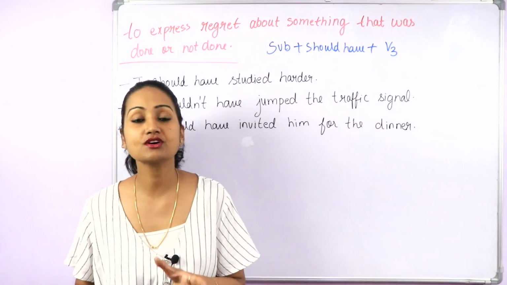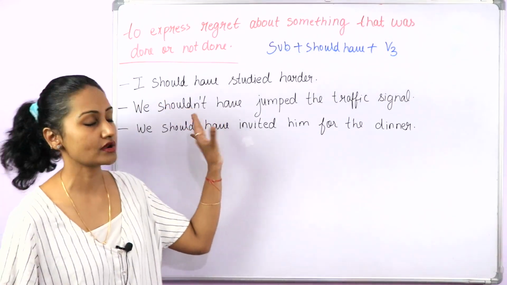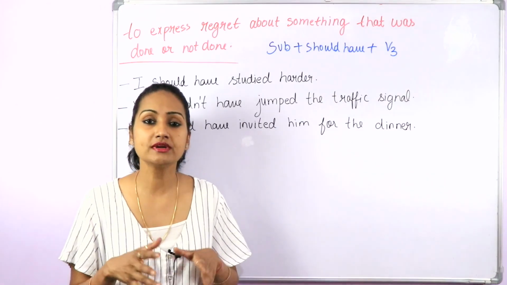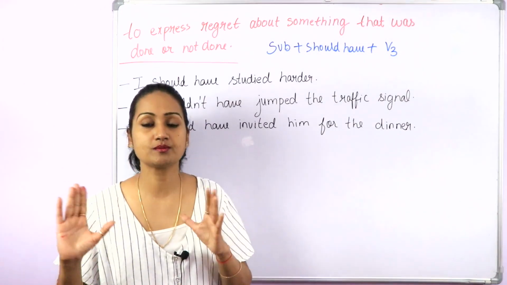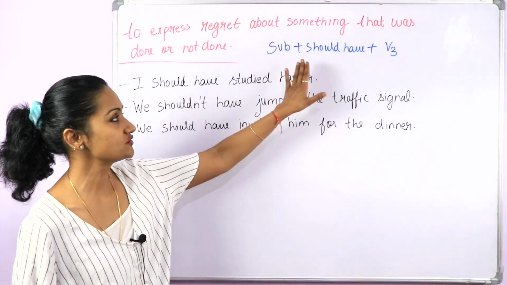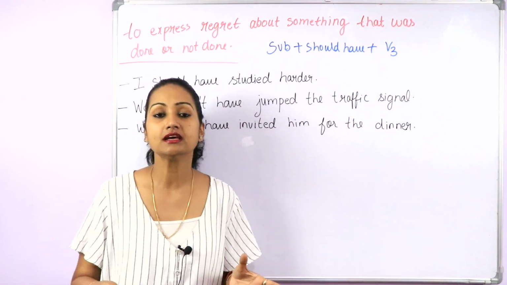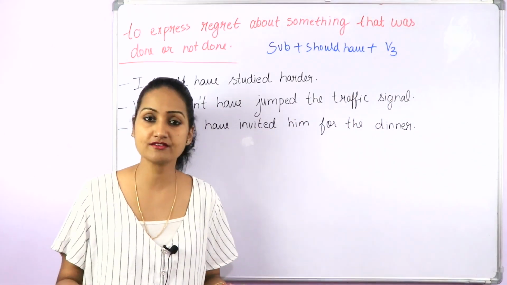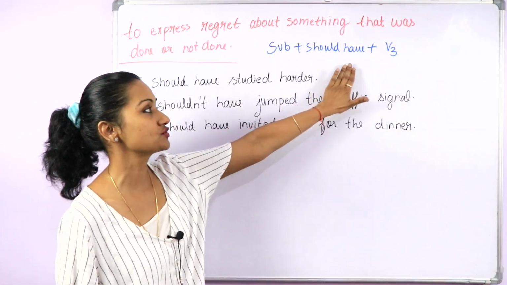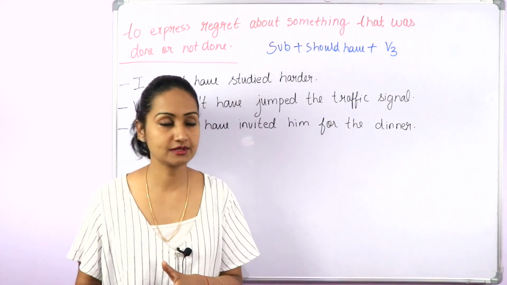We use should and ought to express regret about something that was done or not done. So here we are talking about past, and we know that whenever we use modal verb to talk about past, we have to use it with have. So the rule is subject plus should have plus third form of the verb. We have done this with could also, could have, may have, might have. Same way, the rule is same, subject plus should have plus V3, third form of the verb, or past participle.